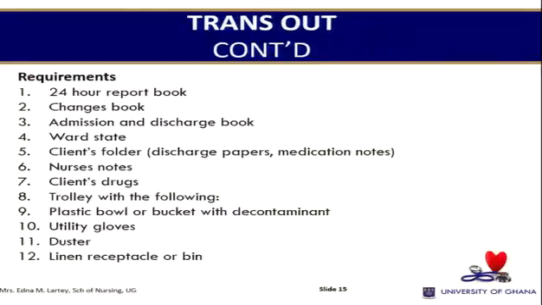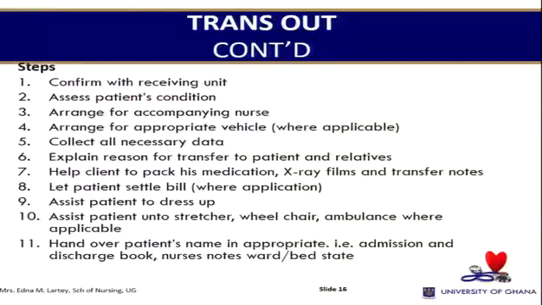Requirement for Transout: 24-hour report book, the changes book, admission and discharge book, ward state, client folder, nurse's notes, client drugs, trolley with the following items: a plastic bowl or a bucket with the contaminants, utility gloves, a duster, a linen receptacle, or a bin.